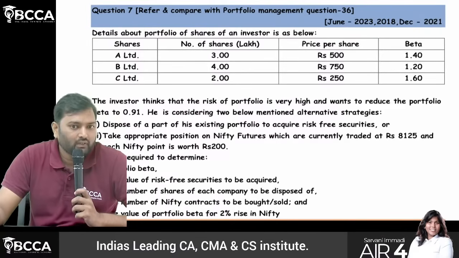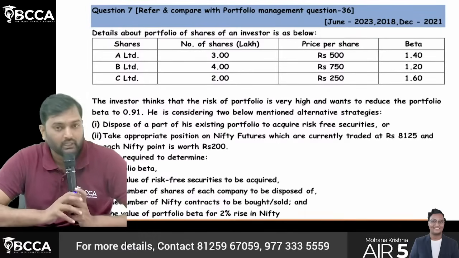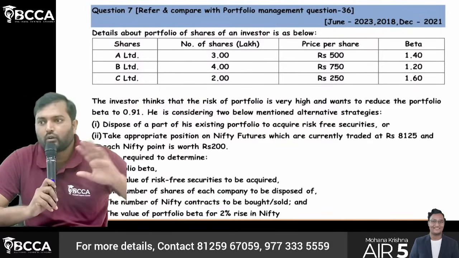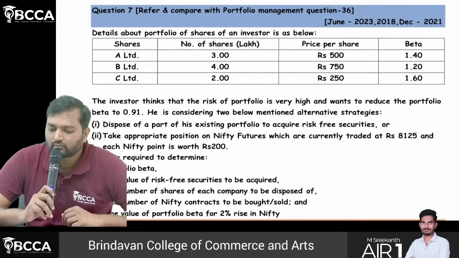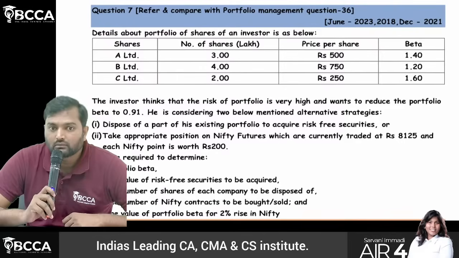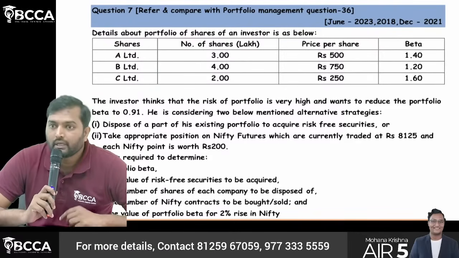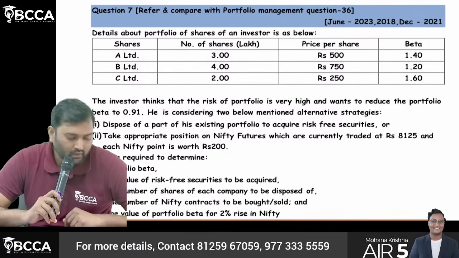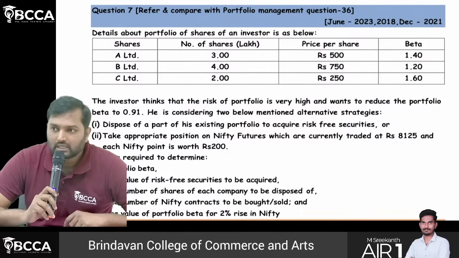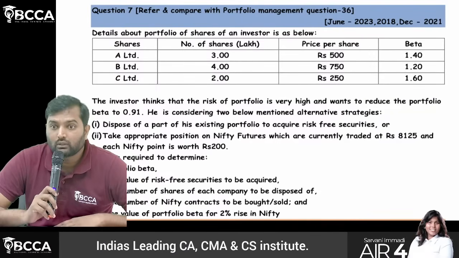So hedging, we have 3 forms of hedging, right? Taking an appropriate position, that we have already covered. Next, selling high risk shares and buying low risk shares. Just now we have covered it, in additional question number 7 of portfolio management. And also we have covered fresh investment.